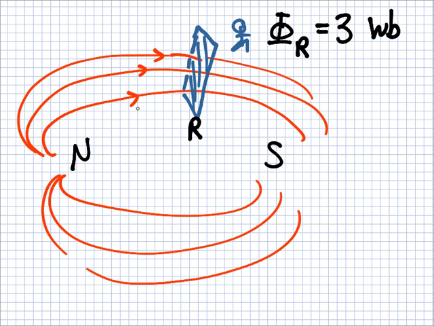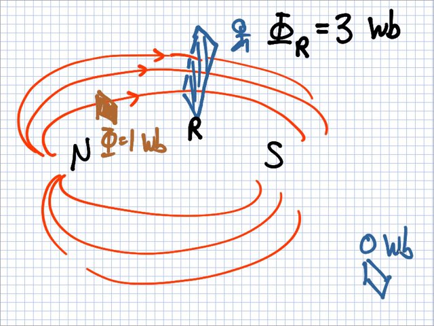So this would be 1, 2, 3 Webers, 3 field lines. And you notice that the definition depends on where you are. Like if I was here, looking at this part of space, what's the flux here? 1. That would only be 1 Weber. And if I was over here, maybe 0 Webers. So it depends on your location, okay?